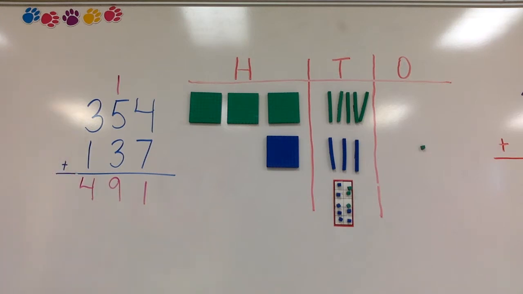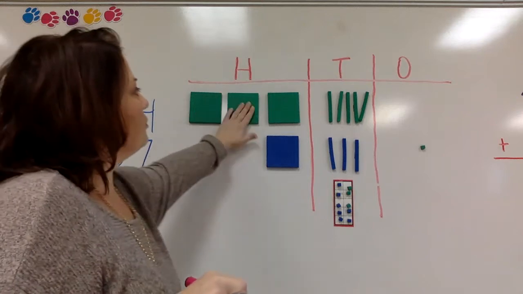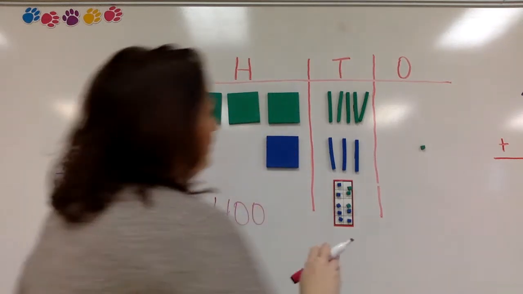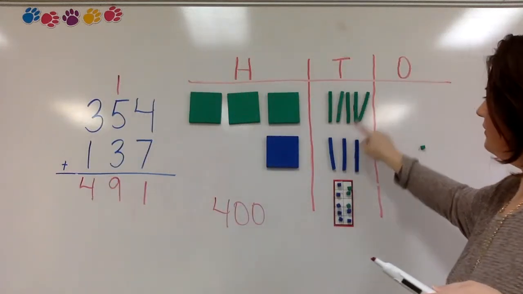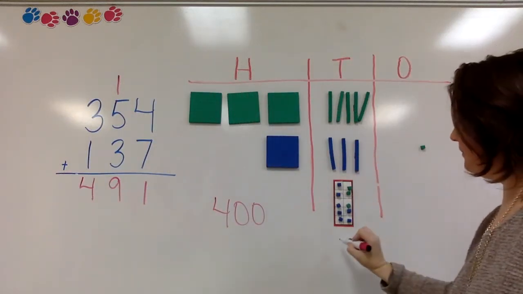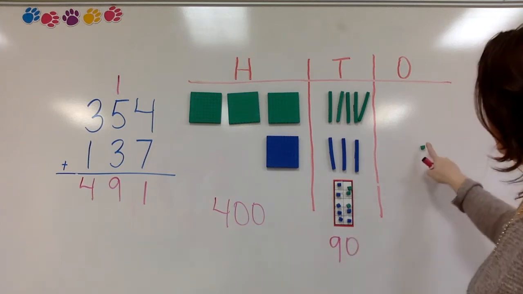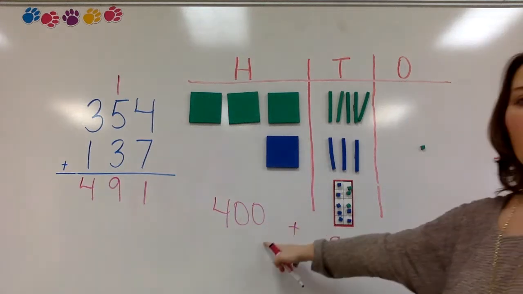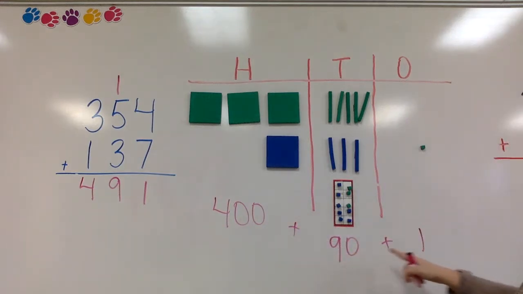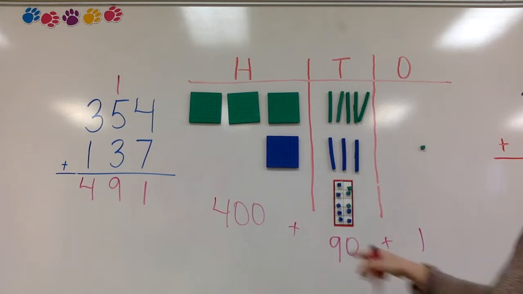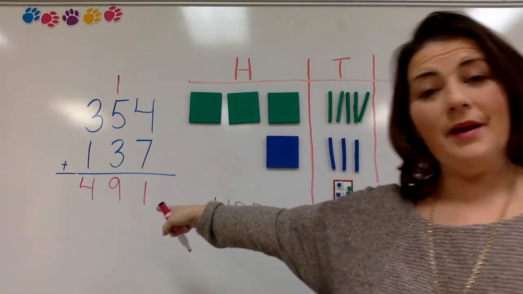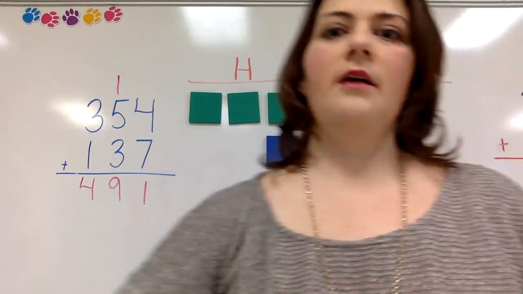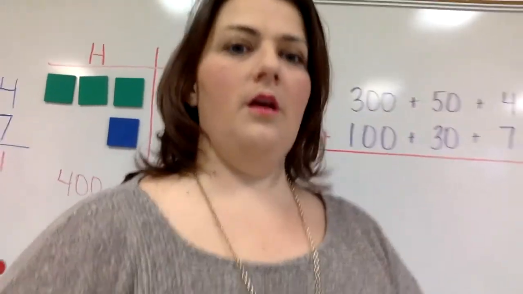Well, let's count that just to make sure over here. 100, 200, 300, 400. And then 10, 20, 30, 40, 50, 60, 70, 80, 90. And then 1. Bless his little heart. Okay, so our answer, we've got 490 and 1. Put that together from expanded form, and we get the same answer that we did over here on the algorithm, which is 491. Okay, now I'm going to show you another method.